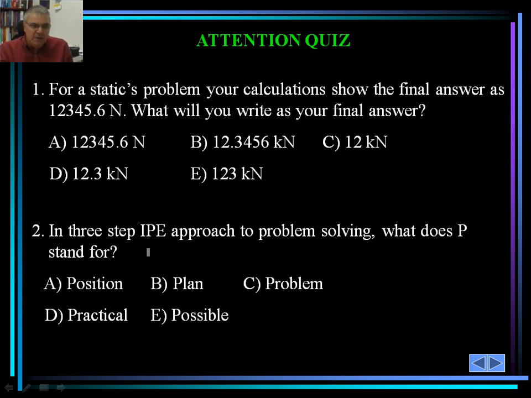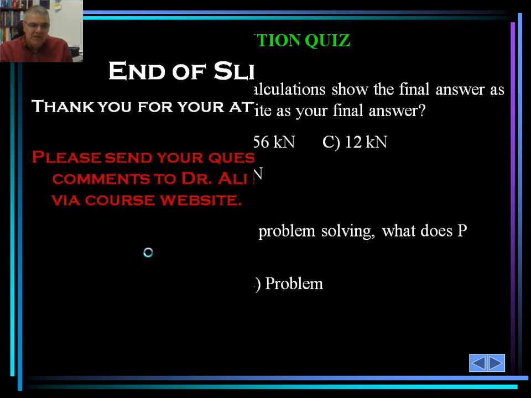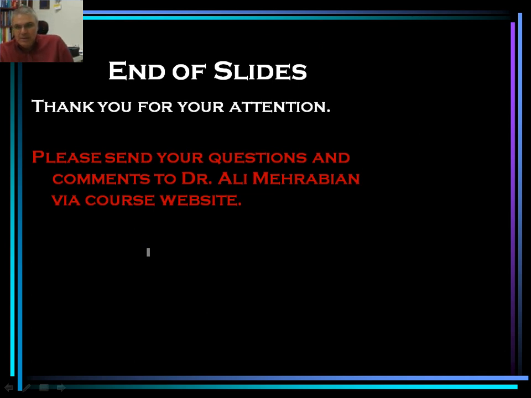Think about it. Now, number 2, in the 3-step IPE approach to problem solving, what does P stand for? Position, plan, problem, practical, possible. P stands for plan, as I just discussed.